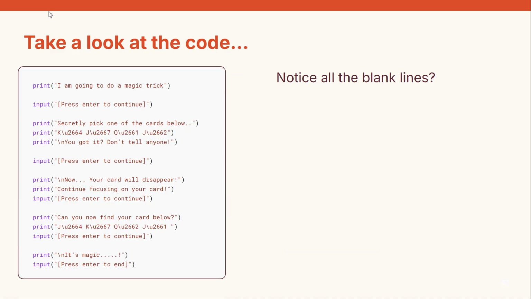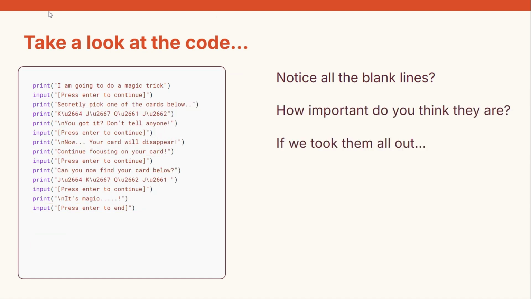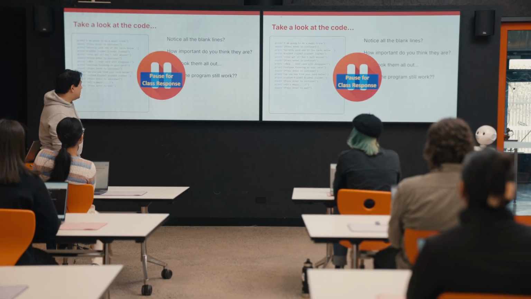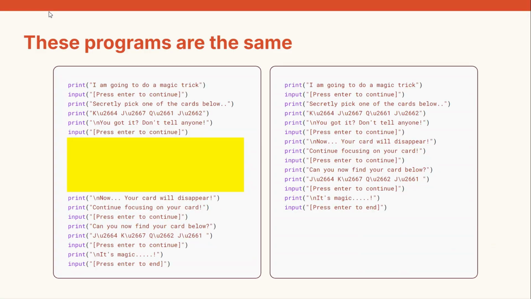So all those blank lines there in that example code, if we take them all out, like that, it would still work. And similarly, if you just put a whole bunch of spaces there, that's fine too. So the spaces between the lines don't make a difference.